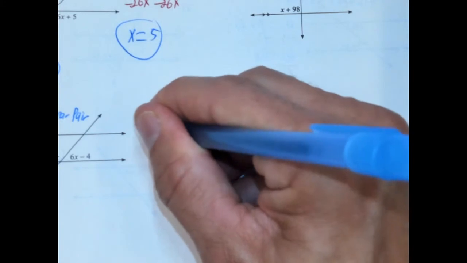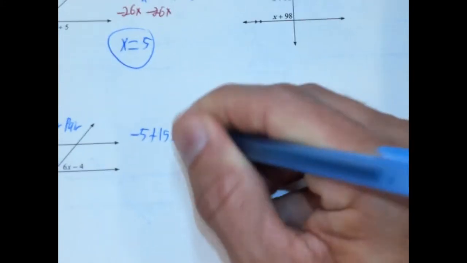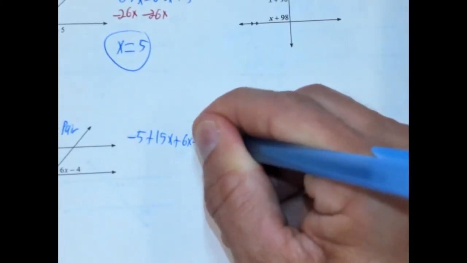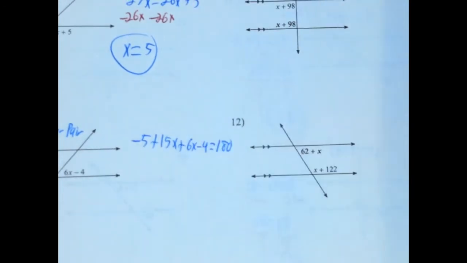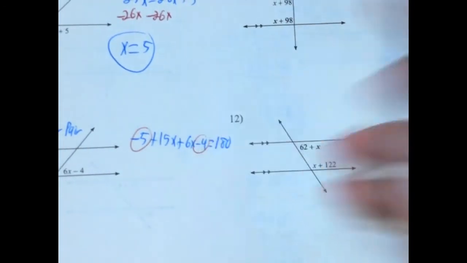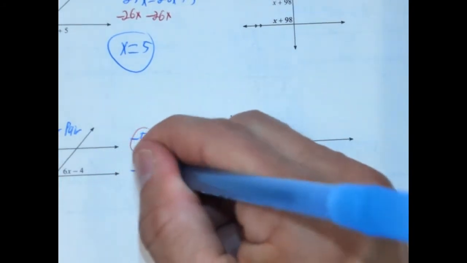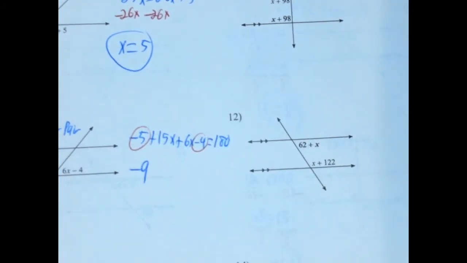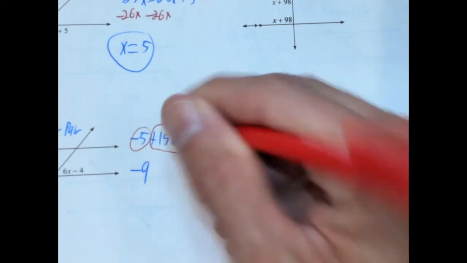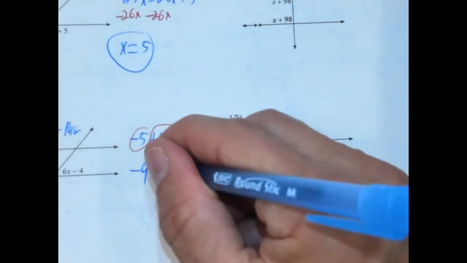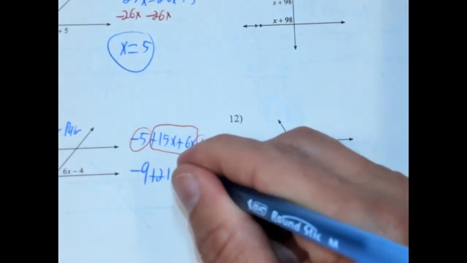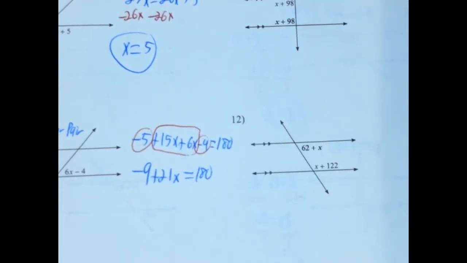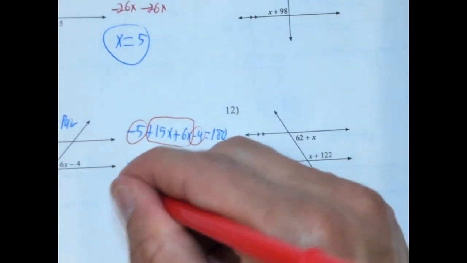We're going to say negative 5 plus 15x plus 6x minus 4 equals 180 degrees. And let's go ahead and combine some like terms here. So negative 5 and negative 4 is going to give us a negative 9. And then 15x plus 6x is going to be 21x. So plus 21x equals 180. Okay, now we're going to add 9 to both sides.